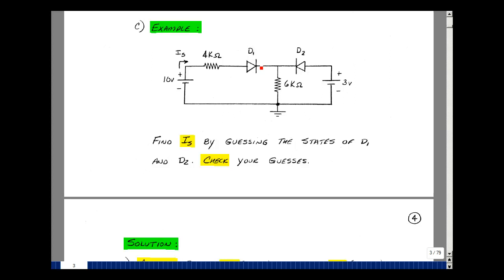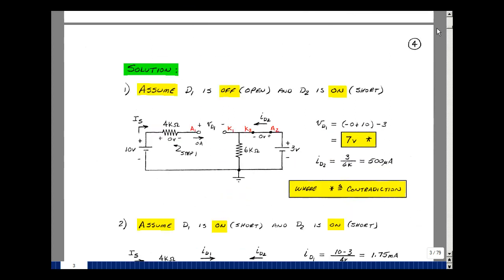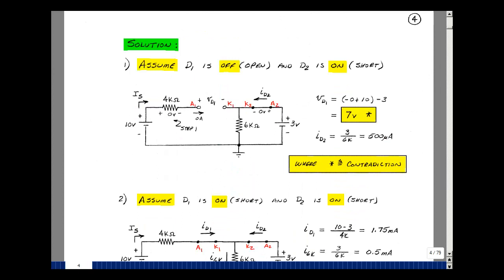Given this circuit with two ideal diodes, two resistors, and two batteries, and assuming this is a practical circuit, can you find the current I sub S by guessing at the states of diodes D1 and D2, and then check your guesses to make sure that you found the correct states? The assumed states analysis technique is taking a guess as to the state of the diode and then seeing whether the results are consistent with the guess. Let me just take wild guesses and then we'll talk more about a strategy in a little bit.